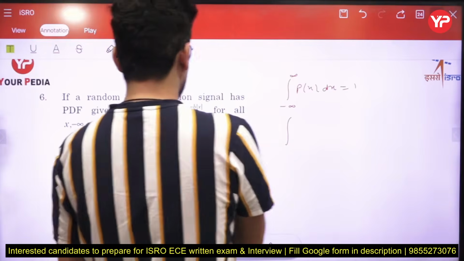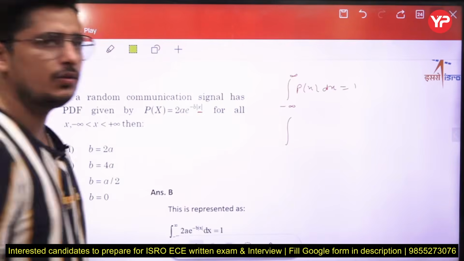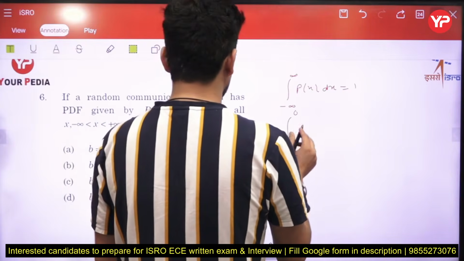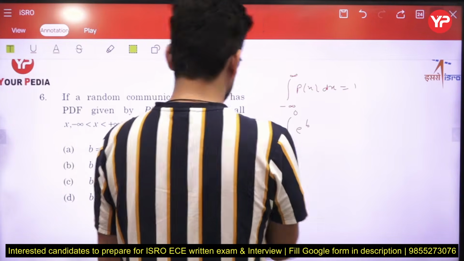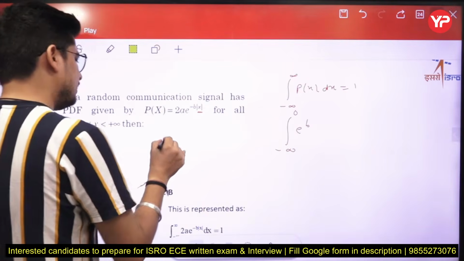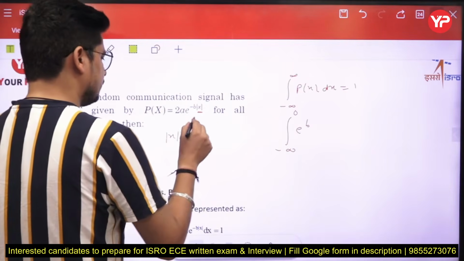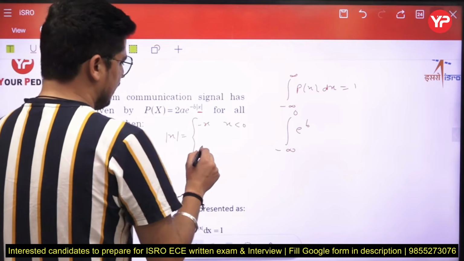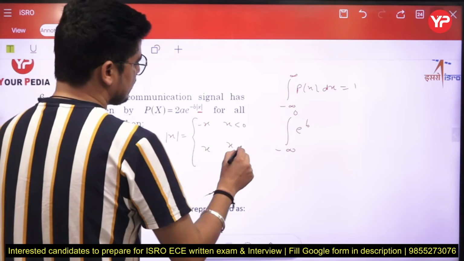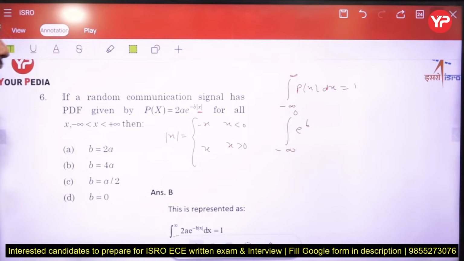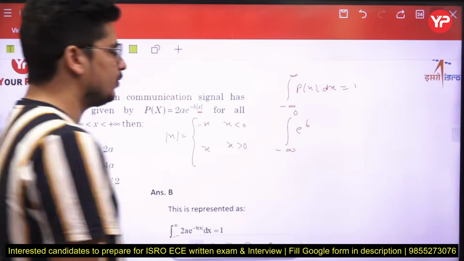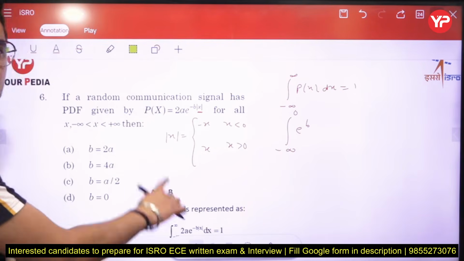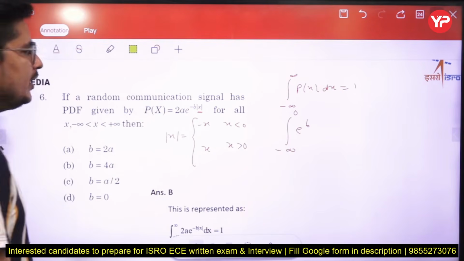So if we integrate, I am breaking this integration into two parts due to this mod function. We can integrate from minus infinity to 0 of e raised to the power of this modulus function. The modulus function can be written as minus x for x less than 0 and plus x for x greater than 0. So we are going to use this property. Whenever you are integrating from minus infinity to 0, the x value is negative, so this modulus function is going to be minus x.